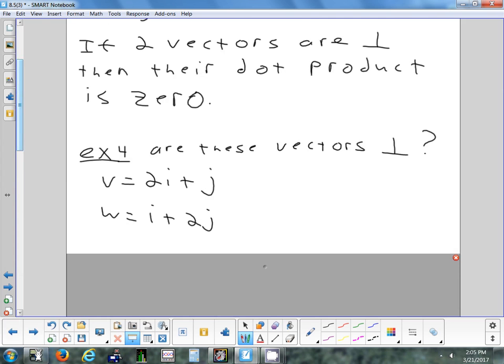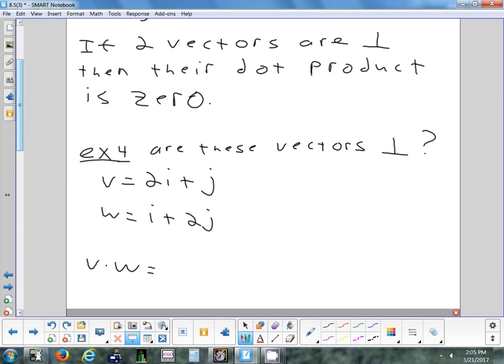Okay, so this one, it says, are the vectors perpendicular? That's the symbol for perpendicular, if you didn't know that, the upside down capital T. Okay, let's find our dot product. This time there's no number in front of I or J. So what number is always there if they don't put it? 1. So what's the dot product here? 4. It's 2 times 1 plus 1 times 2. That's 2 plus 2, or 4. So that's not the answer, but it does help us answer the question. Are these vectors orthogonal? No.